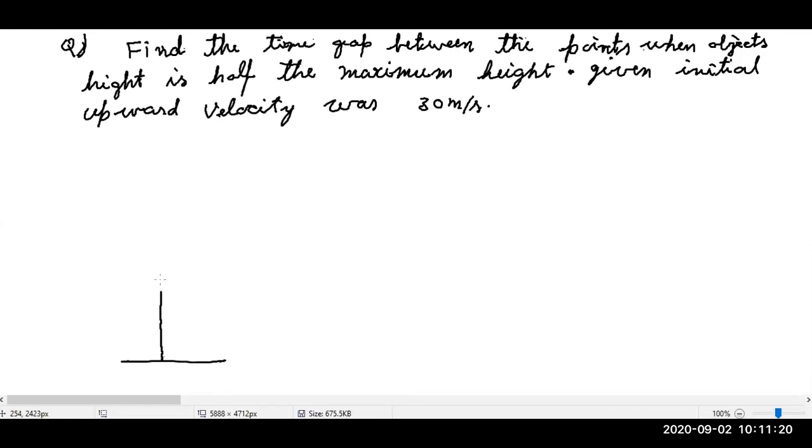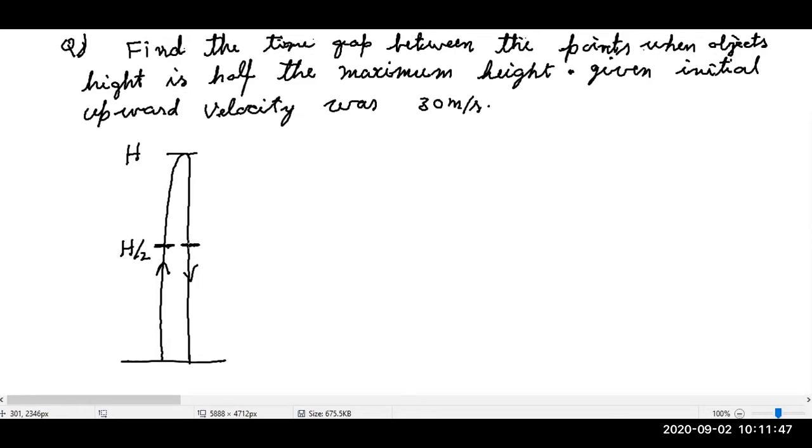So object is going like this. It will go to highest point and then it will return back. So maximum height is suppose this h. So half of this is h by 2. So between these 2 points, h by 2 here and h by 2 here, there are 2 points. Find the time gap between the points when object height is half of maximum height. So one point is this, another point is this. So these two time gap we have to find.